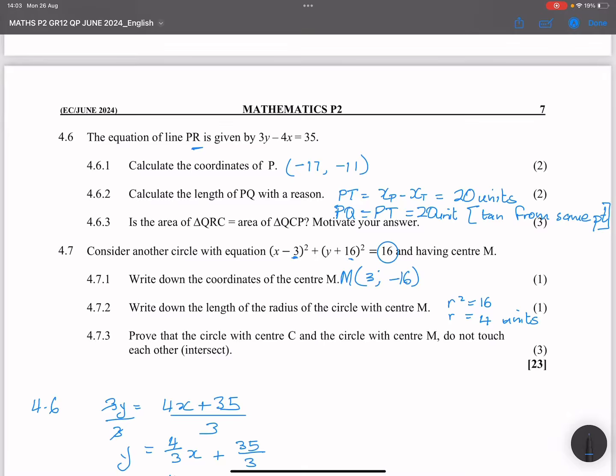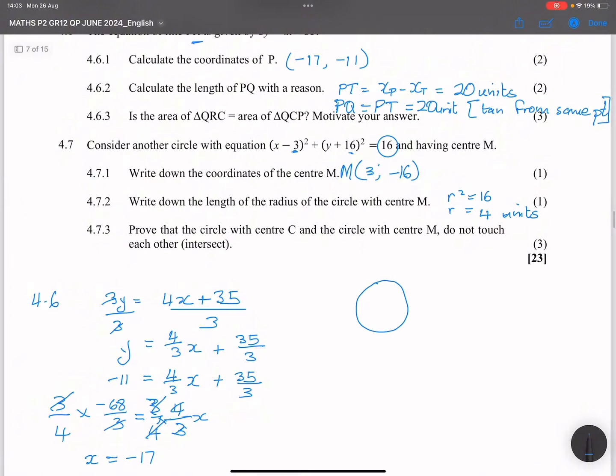Right, now they want us to prove that the circle with center C and the circle with center M do not touch each other. Now remember, ladies and gents, what happens if two circles don't touch each other? It means that if I take the distance MC, it will be greater than the sum of their radii. So let's say R1 and R2 there. If you take R1 plus R2, it will definitely be less than the length of MC. So let's find the distance MC first.